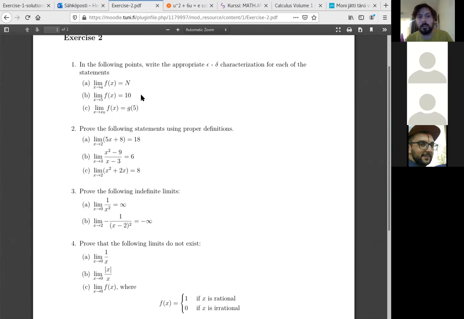And in 1, you can't really prove it because you don't know what f is. So you just write the definition for 1B, write the definition for 2B, and then discuss the strategy of solving this proof in the group.